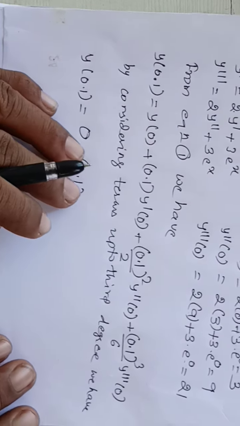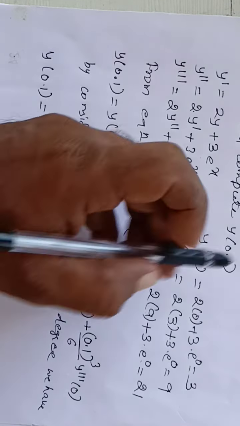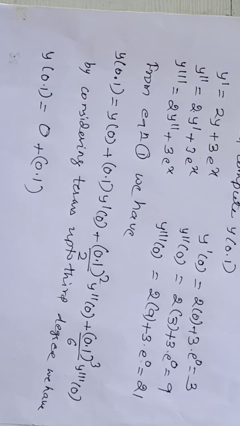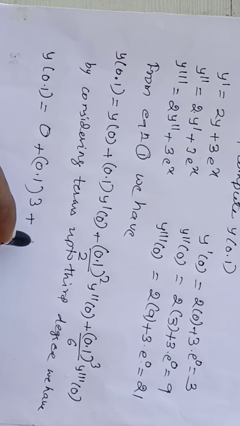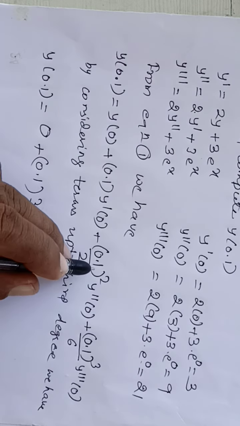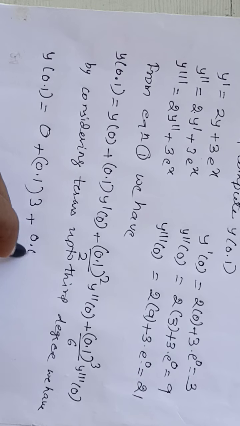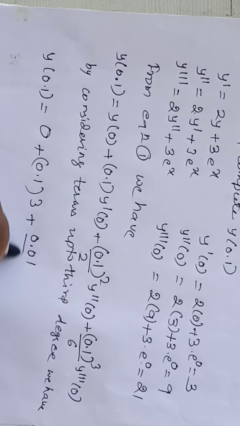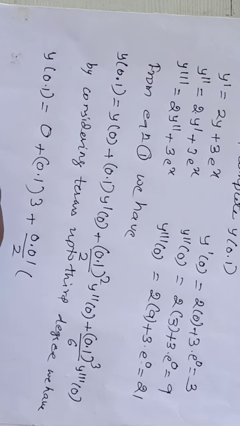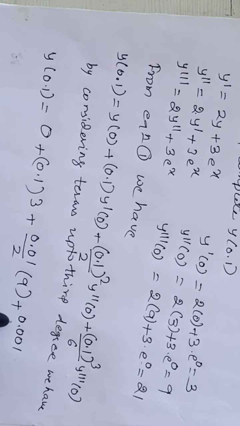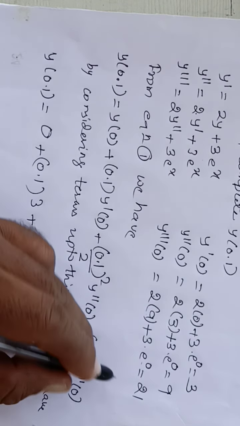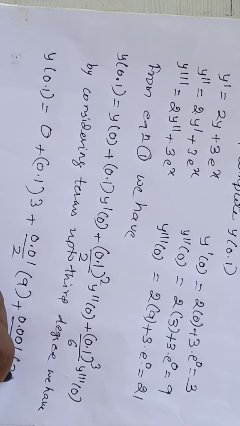y dash of 0 is how much? Yes, definitely y dash of 0 is 3. Plus 0.1 the whole square, 0.1 into 0.1, 1 into 1 is 1, 2 decimal shifted, 0.01. Divided by 2, y double dash of 0 is nothing but 9, plus 0.1 the over cube, 0.001 divided by 6, y triple dash of 0 is definitely 21.